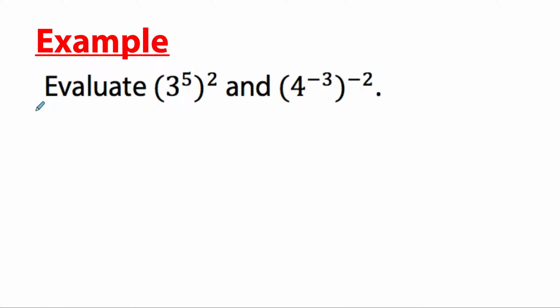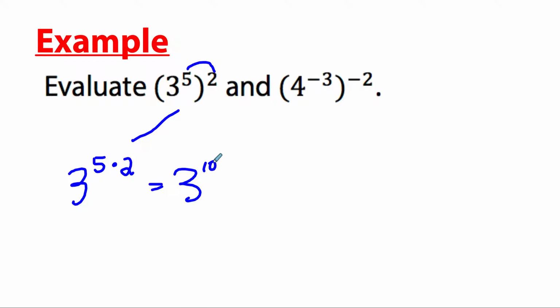Evaluate 3 to the 5th raised to the 2nd power and 4 to the negative 3rd raised to the negative 2nd power. Okay, we'll do this one over here. Well, as we just learned, all we have to do is multiply those two exponents together. That 3 to the 5th, all raised to the 2nd power, is the same as writing 3 to the 5 times 2, which is 3 to the 10th.